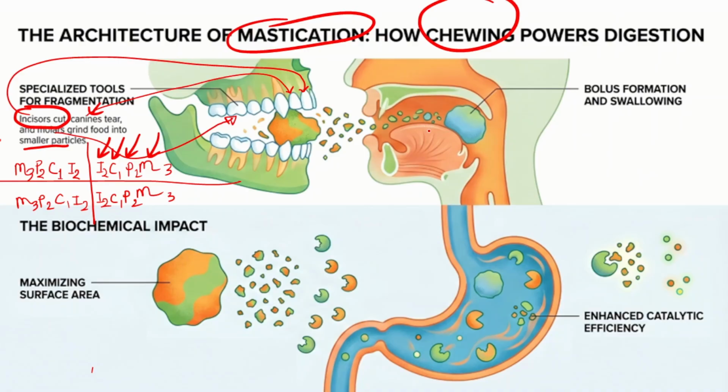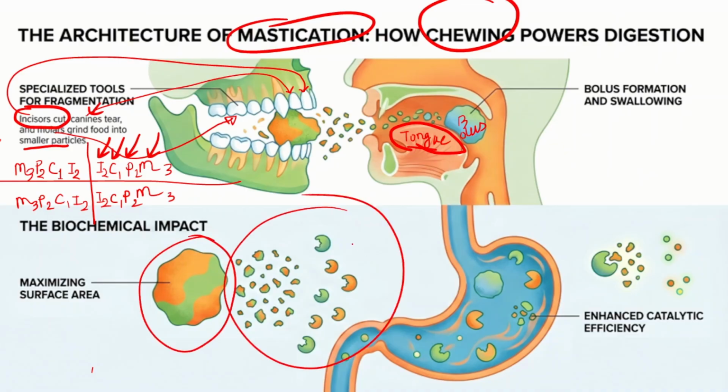Simultaneously, we add the role of the tongue, which shapes food into a moistened mass to form a bolus and prepare it for swallowing. And this mechanical division creates a massive biochemical impact. By breaking large food chunks into smaller pieces, we are maximizing surface area, which exposes more substrate molecules for enzymes to attack simultaneously. This surface exposure directly causes enhanced catalytic efficiency, allowing for faster enzymatic digestion per unit of volume.